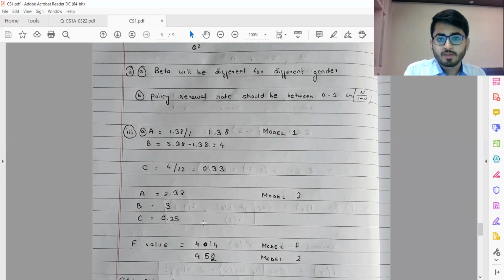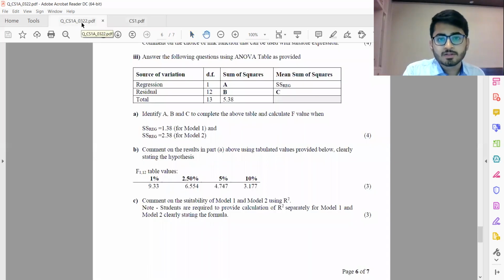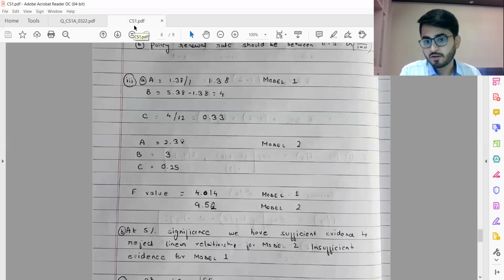F for model 1 is coming out to be 4.14, and for model 2 it's coming to be 9.52. This is a 2 over here. At 5% significance, it's not mentioned, is it so? Clearly it's not mentioned at what significance. You could do it at 5%, 1%, 10%, up to you. Generally, as standard, I do it at 5% significance or 95% confidence interval. We will see that for model 1 we do not have sufficient evidence to reject H naught, but for model 2 we do have sufficient evidence to reject H naught.